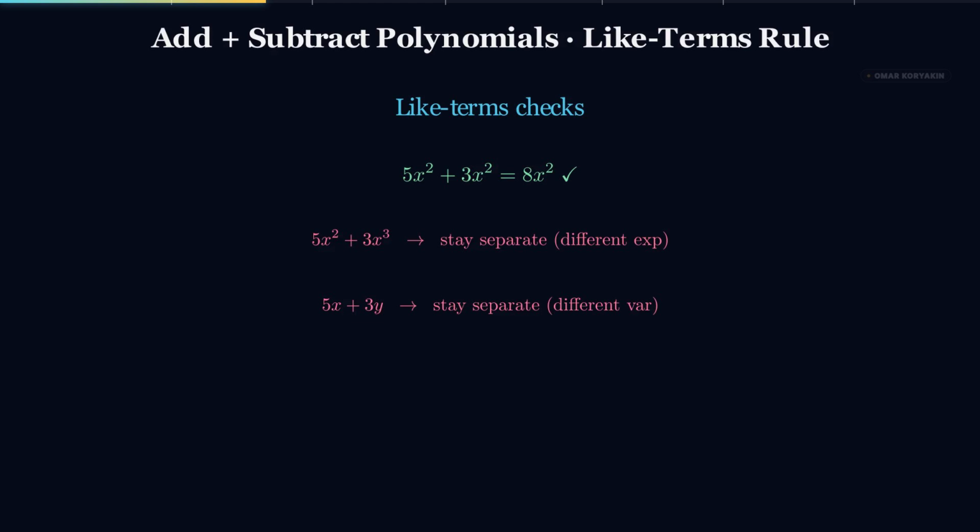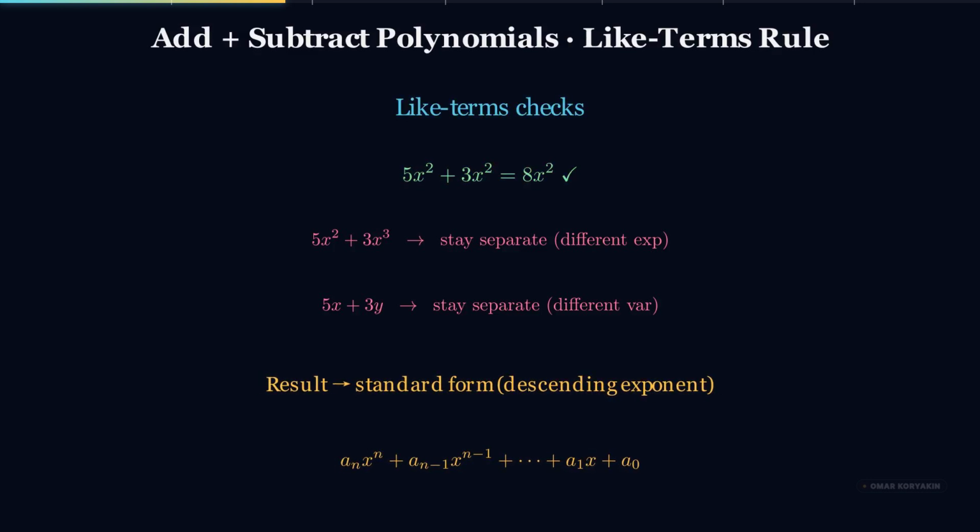5x and 3y have different variables, so they are not like terms even though both have exponent 1, cannot be combined and stay separate. Constants like 7 and -2 are like terms because both have exponent 0 on every variable, combined to 5. The variable and exponent match is the strict criterion. After the combination work, write the result in standard form, descending order by exponent, leading term first, ending with constant. Standard form is the universally agreed convention for presenting polynomial answers, and every textbook, software, and homework problem uses it.